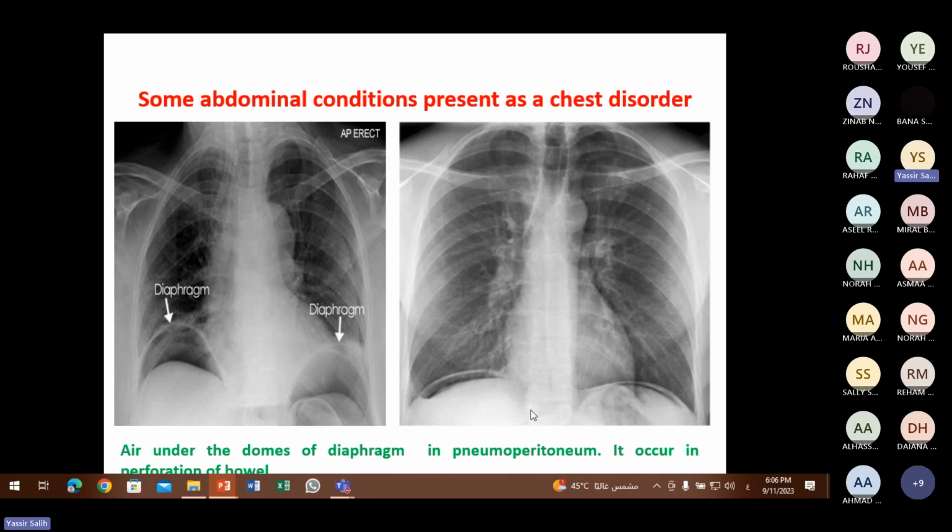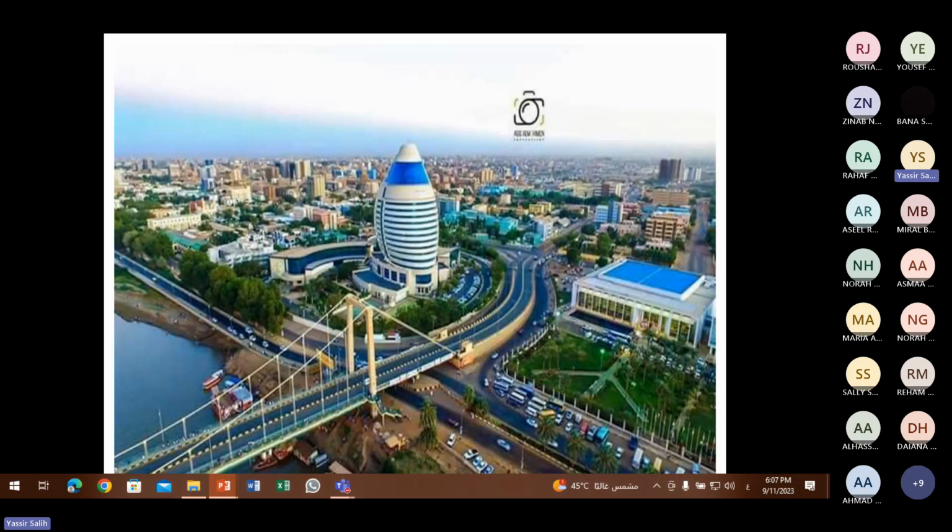What is the cause of this air? There are many causes. What is the most common cause? Perforation of an ulcer. For example, perforation of a peptic ulcer. Also this is the air under the diaphragm, free air under the diaphragm. The most important word is free, because we can have air in the stomach, which is normal, but this is free air under the diaphragm. And as we said last time, it should be diagnosed by chest X-ray in erect position.